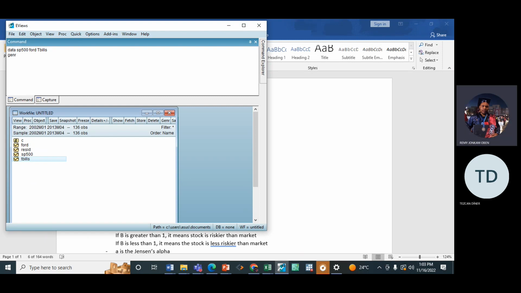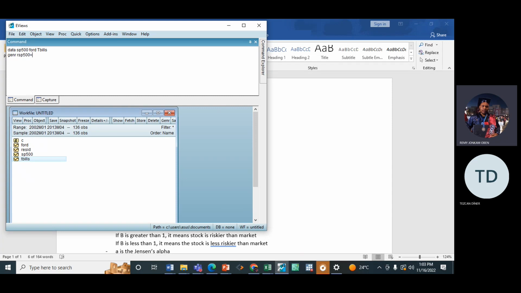Generate, yes. For example, for Ford, we can rename it R4. Okay, so let's do it first for S&P 500. I can call the return of S&P 500 maybe ARU SP 500. I can add ARU behind to mean return. You can name it anyhow you want. So I want to generate a series called ARU SP 500.